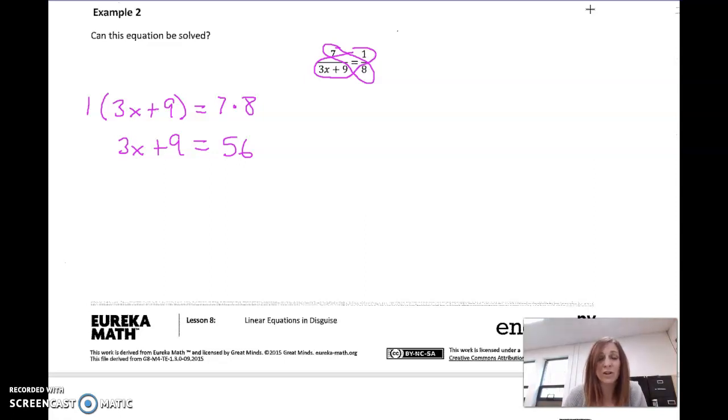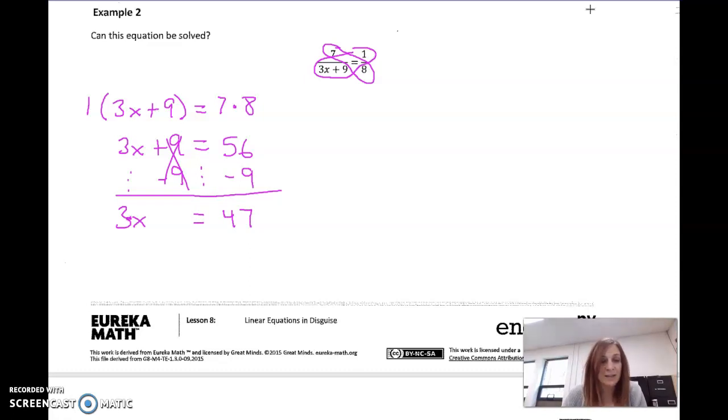I'm solving for my x term, so I get rid of whatever's being added to or subtracted from it, the 9. It's plus 9, so I'm going to do the inverse, the opposite, subtract 9. Whatever I do to one side, I do to the other. I bring down my 3x. This is 0, so I cross it out. I bring down my equal sign, and then when I add these together, I get 47.